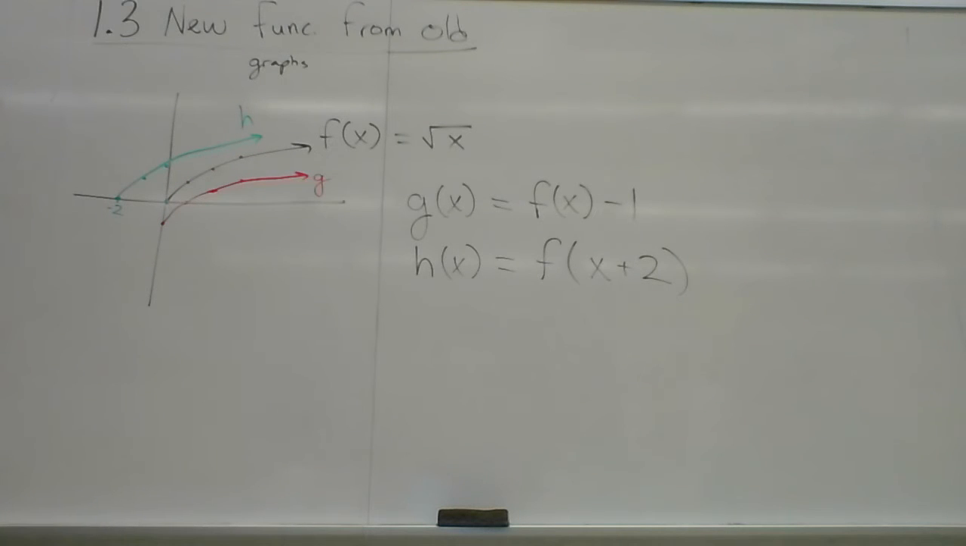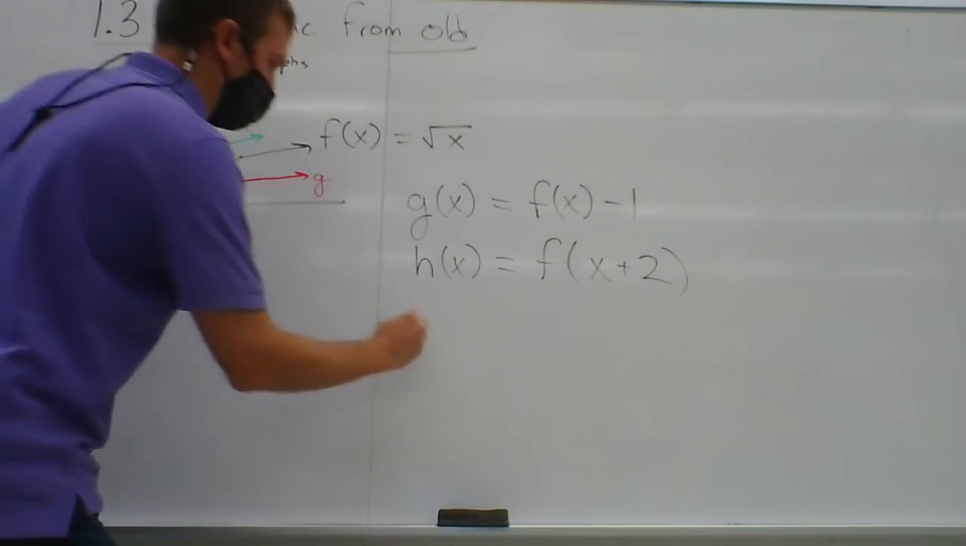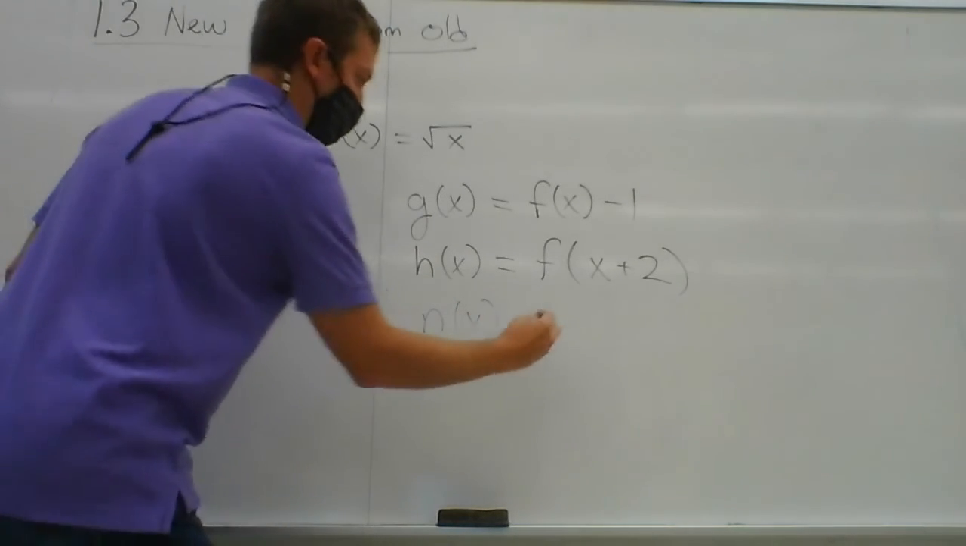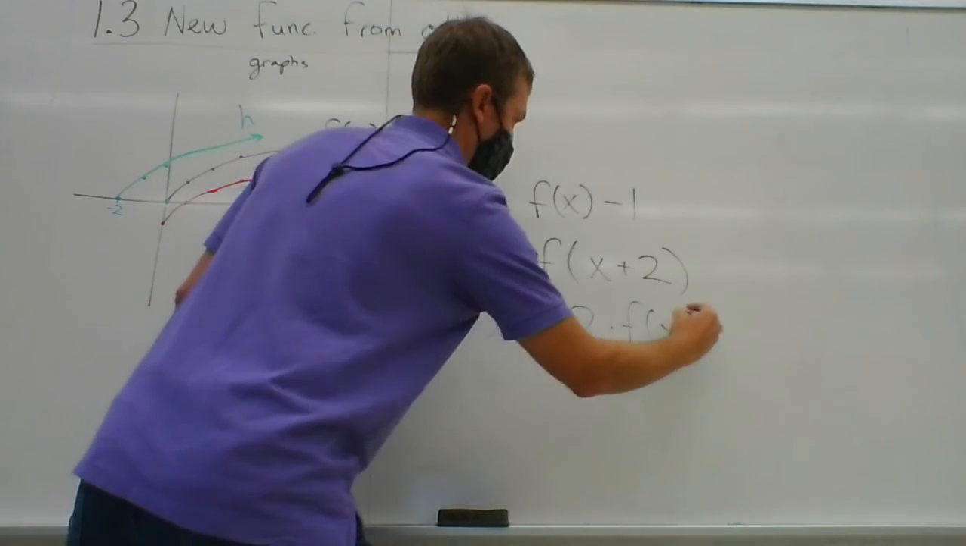Okay. And lastly, n of x is -2 times our original function.